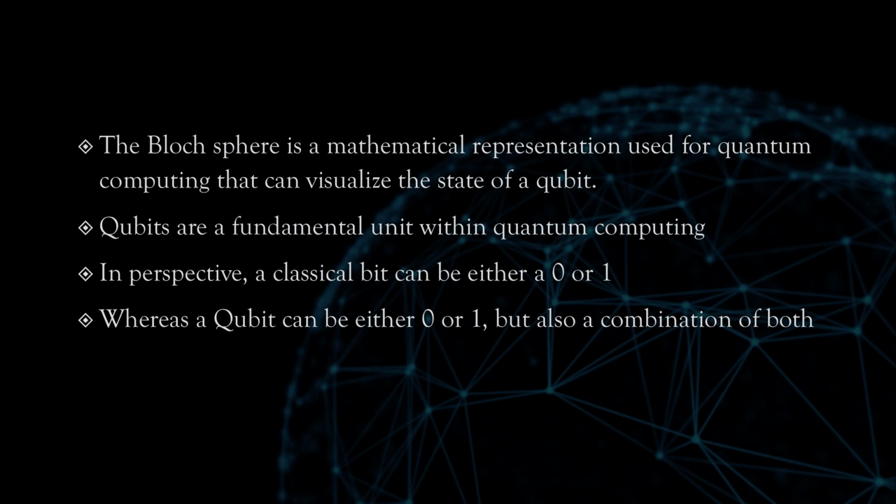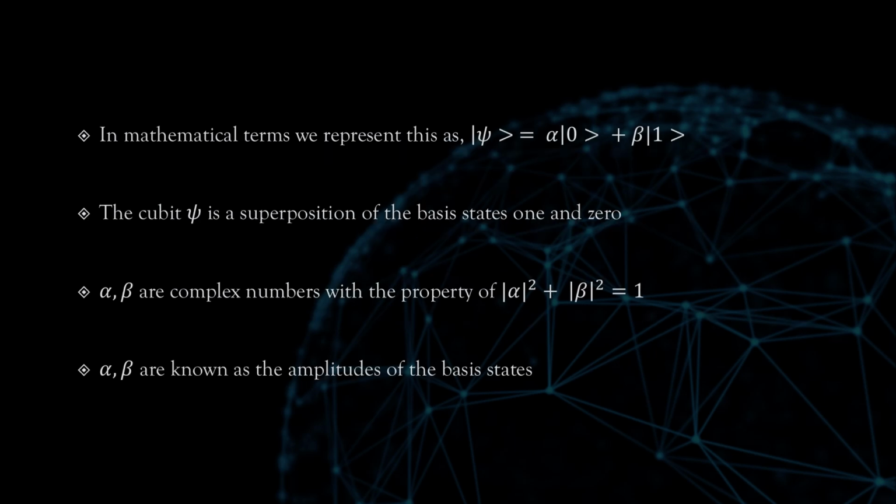In perspective, a classical bit can either be a 0 or 1, whereas a qubit can either be 0 or 1, but also a combination of both. In mathematical terms, we represent this as phi equals alpha state 0 plus beta state 1. The qubit phi is a superposition of the basis states 1 and 0.